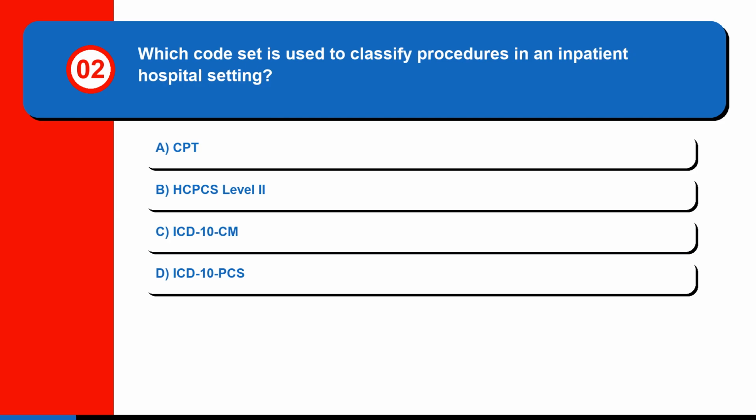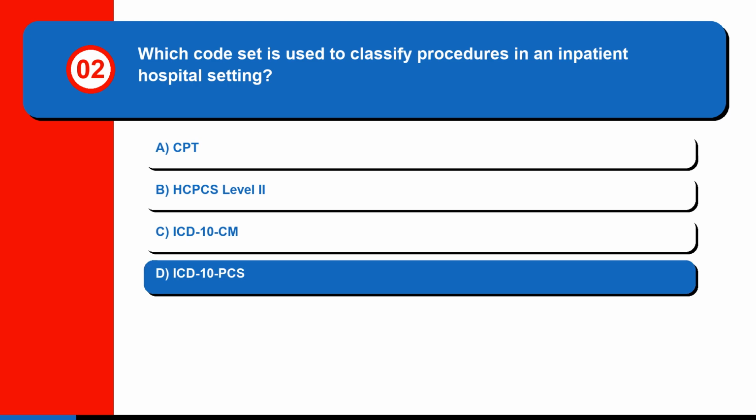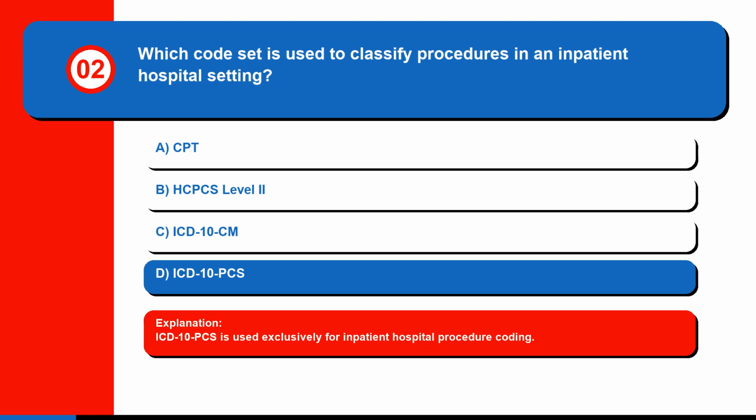Question 2. Which code set is used to classify procedures in an inpatient hospital setting? A. CPT, B. HCPCS Level 2, C. ICD-10-CM, or D. ICD-10-PCS? The correct answer is D. ICD-10-PCS. ICD-10-PCS is used exclusively for inpatient hospital procedure coding.